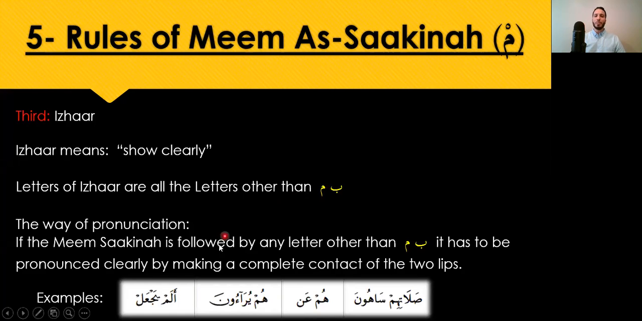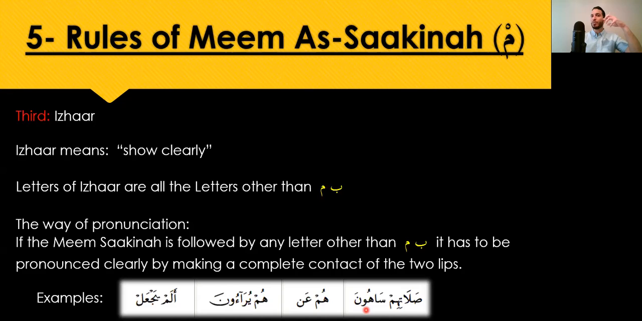Okay, so the Meem Saakinah is followed by any letter. If it's followed by any letter other than the ba or meem, it has to be pronounced clearly by making a complete contact of the two lips, just like you pronounce a normal meem. So how do we pronounce this? Salatihim sahun. Right? So you clearly pronounced it, but you didn't stay on it with a ghunna.